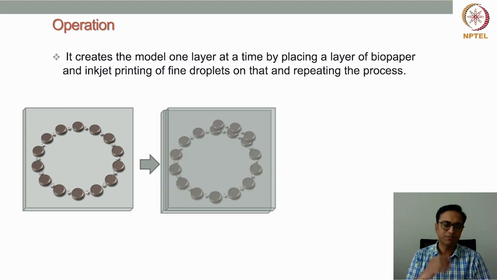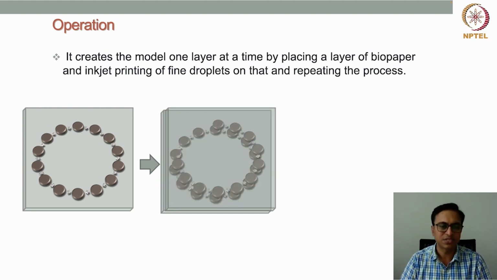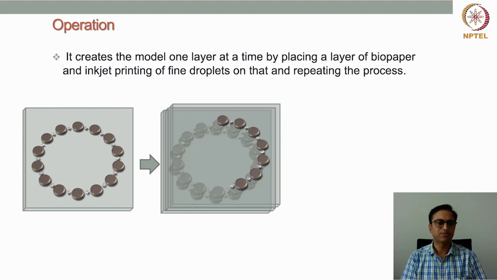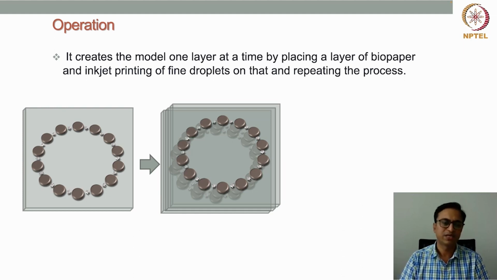Then another layer of biopaper is placed, and again the same process is repeated, where the droplets are patterned on this second layer. Similarly, the third layer of biopaper is placed, and the droplets are printed again. So this is how the required height is achieved.